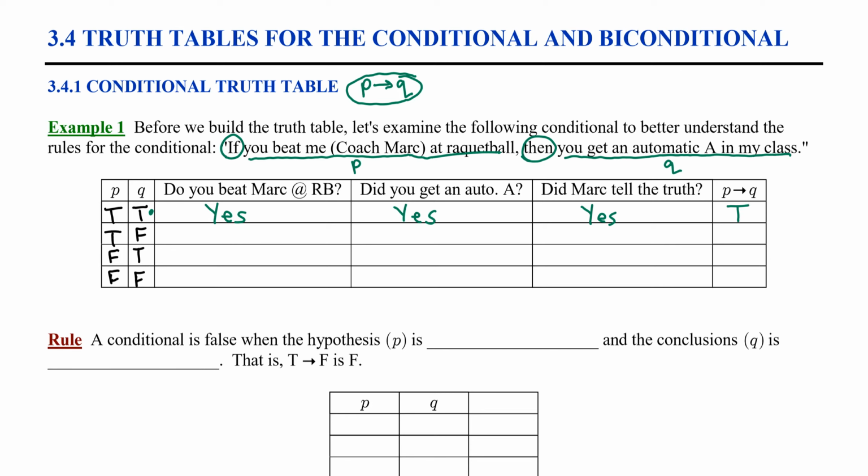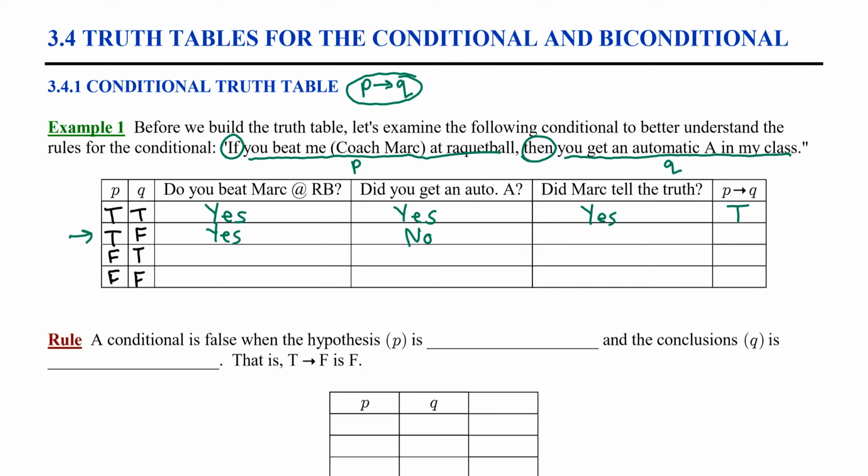Okay, let's look at the next set of conditions. This time, we're going to figure out what happens if P is true and Q is false. So if P is true, then you really do beat Mark at racquetball. If Q is false, the statement you get an automatic A in my class, if that's false, then that means no, you did not get an automatic A. So here's what happens. You beat Mark at a game of racquetball, but he does not award you an automatic A.